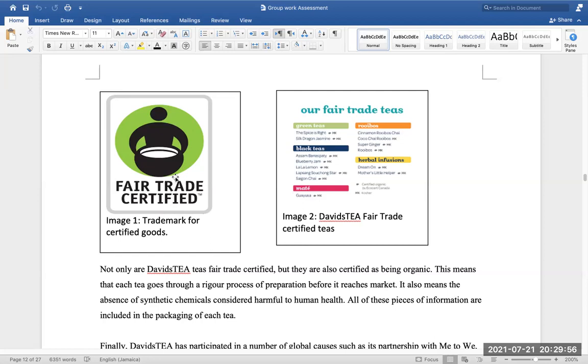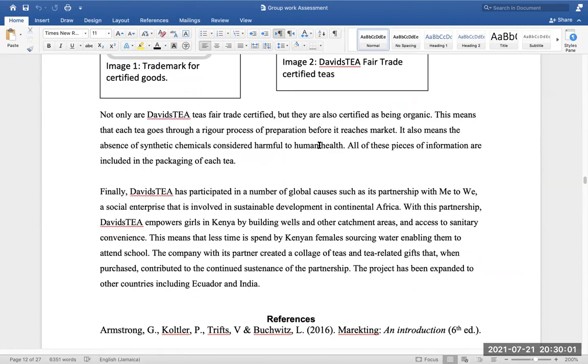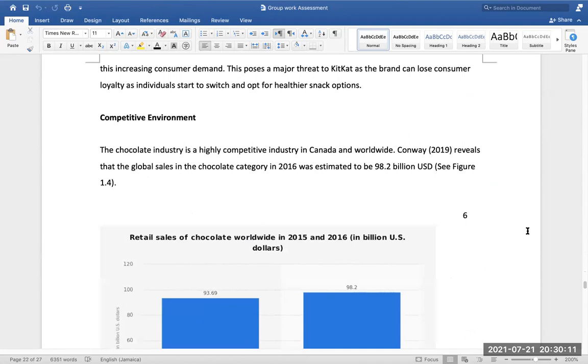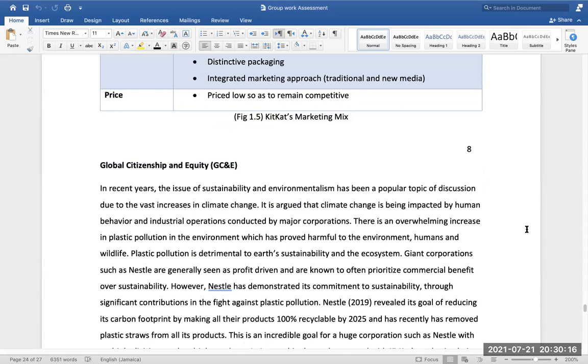All right. In terms of the other one, let me look at the other example. Let me see if they looked at that part, competitive environment. That was just the marketing mix. All right, global citizenship and equity. Let me see what this says.